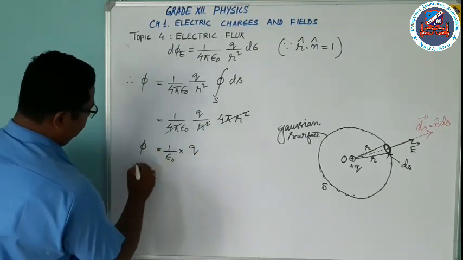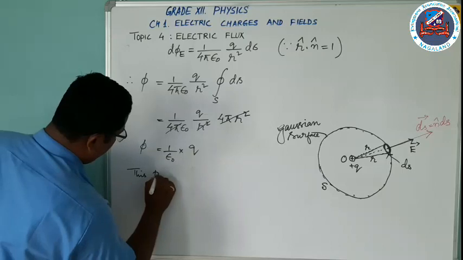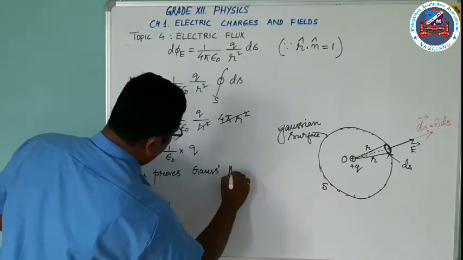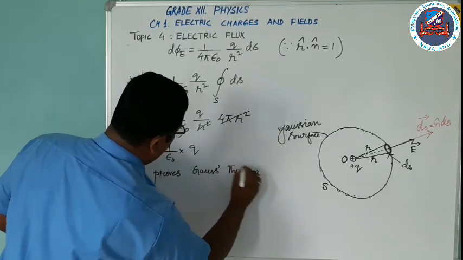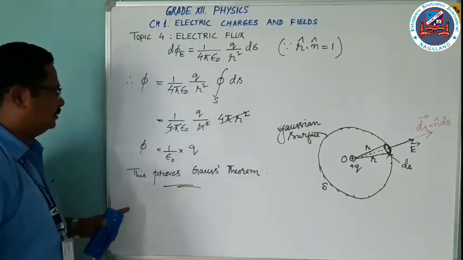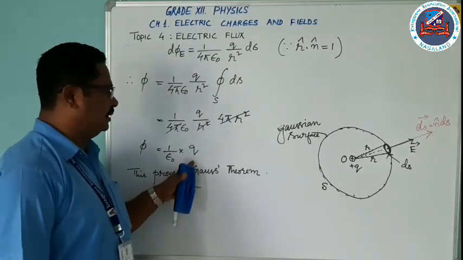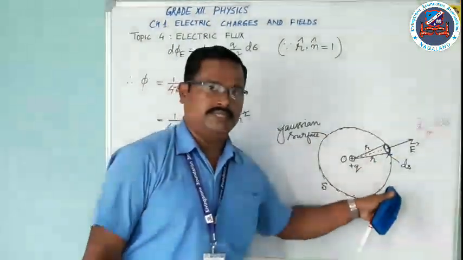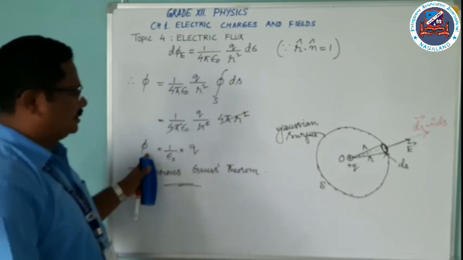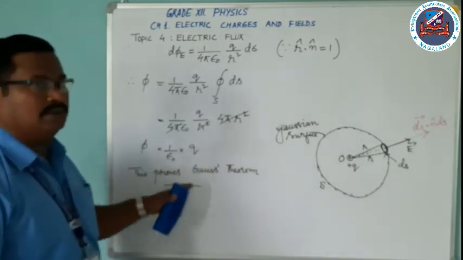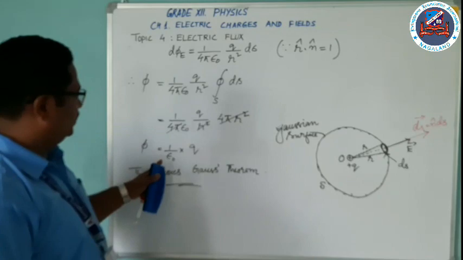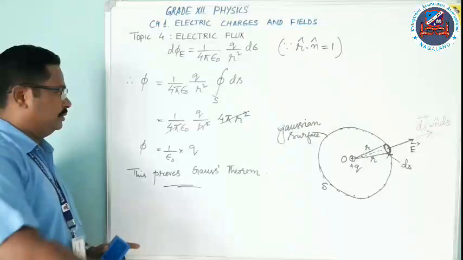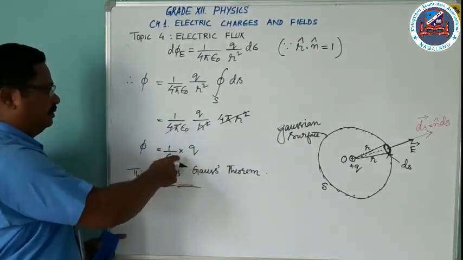So this proves Gauss theorem. Again, as I said earlier, if phi is positive, then the net charge enclosed by the surface will be considered positively charged. If the surface encloses net negative charge, then the phi value will be negative. And if it does not enclose any charge, then the phi value will be equal to 0. So this will decide positive, negative or 0.